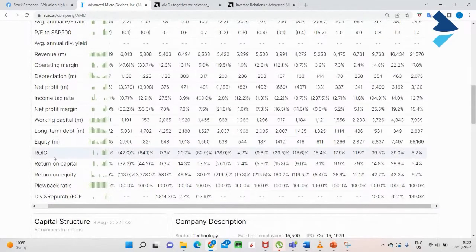Next, you come to the return on invested capital. Return on invested capital moved from 18% to 39% in 2021. Solid stuff. Again, I think very reasonable stuff.